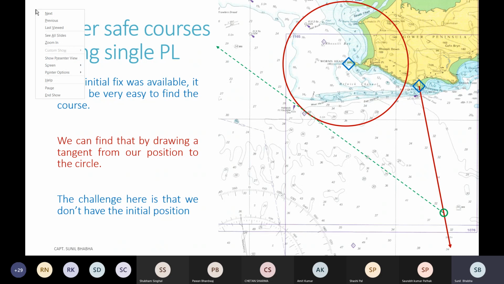So beta, I hope you have understood the question which we have here. Does anybody, any solution comes to anybody's mind? How can we draw safe courses?